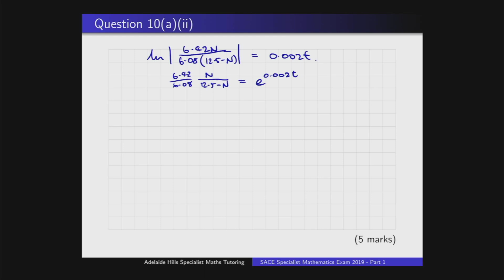Now we want to make n the subject of the equation, so we're going to have to multiply the 12.5 minus n to the right hand side, and while we're at it we can put the exponential term on the left hand side.